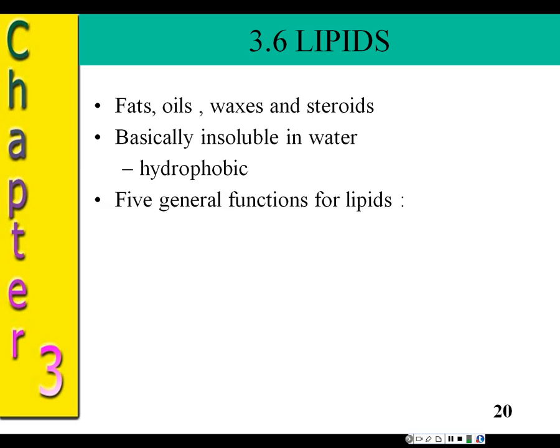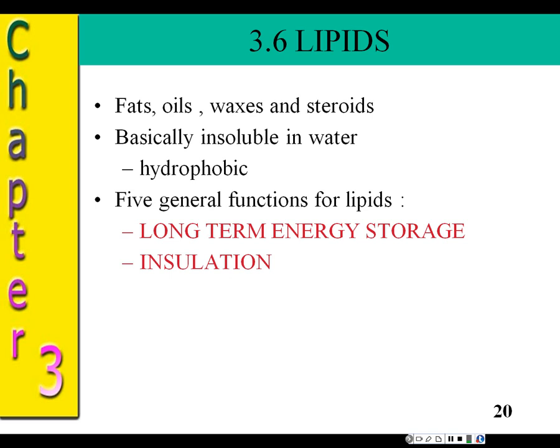All right, so there are five general functions of lipids: long-term energy storage, insulation. Especially when you have a brand new baby, babies have a lot of subcutaneous fat, and this is to help keep them warm.